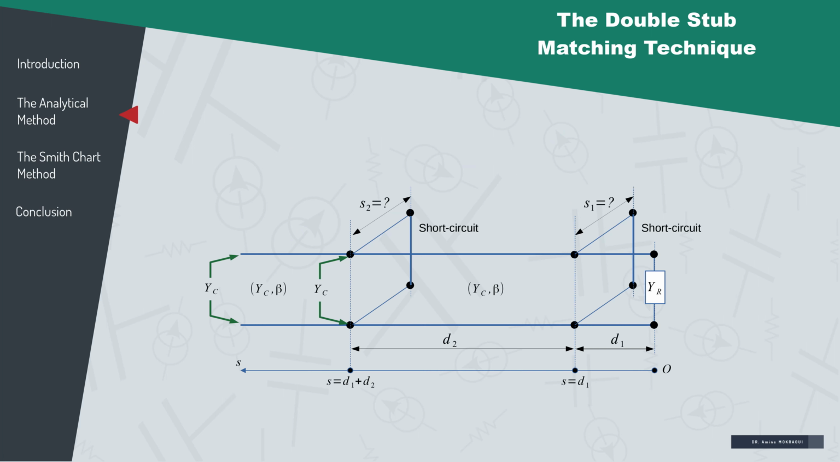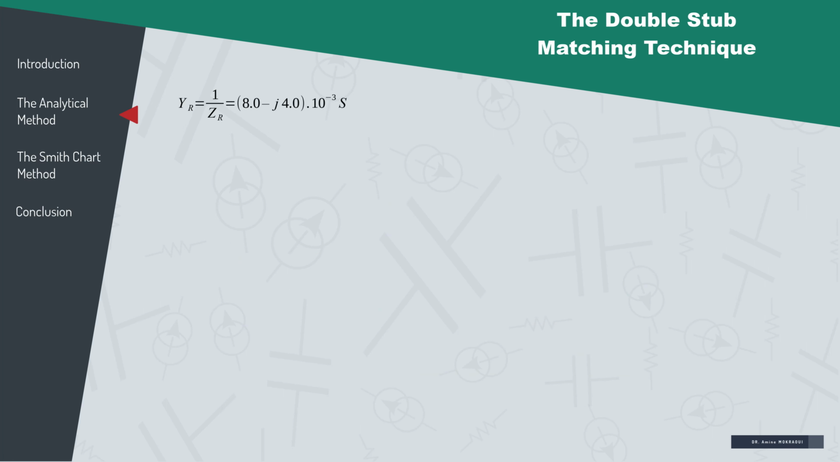Because the stubs are connected in parallel, it is more convenient to work with admittances rather than impedances. So we compute the terminal admittance YR. So we invert ZR to find YR. We also compute the value of the characteristic admittance. So we invert ZC to find YC. Also, in order to avoid the manipulation of constants, it is common to work with normalized or reduced admittances. They will be noted using lowercase symbols in this video.